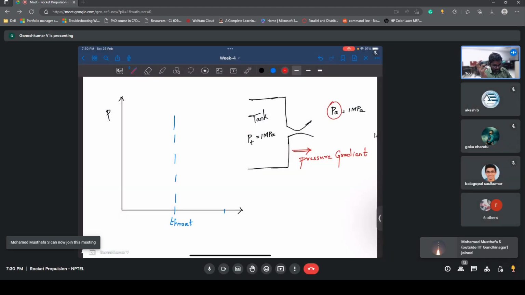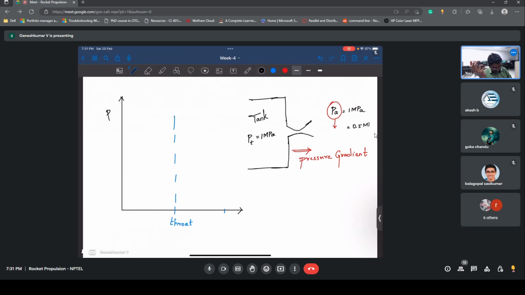Now, what you do is you take this ambient pressure and try to reduce it. Let's say you reduce it to 0.5 megapascal. Now you have established a pressure gradient, because inside the tank I have 1 megapascal and outside the tank I have 0.5 megapascal, and there is an orifice through which a fluid can flow. So the fluid flow takes place, right?